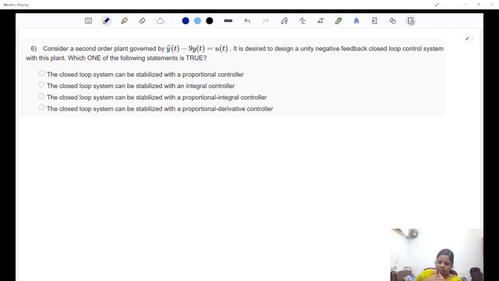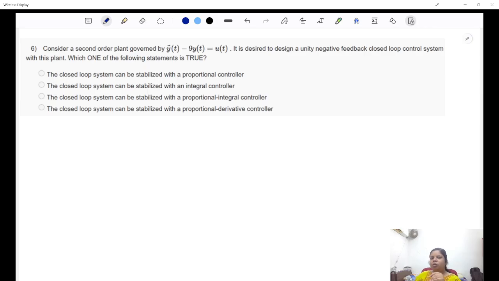So this question is related to controller. Again, we are back to controllers. So consider a second order plant governed by this equation. It is desired to design a unity negative feedback closed loop control system with this plant. Which one of the following statements is true? It can be stabilized with a proportional controller, integral, or PI or PD. So do you remember we had a similar question in the last class? The guys who had attended, the last question was like this only, where we found a transfer function for a differential equation and then we tried to stabilize it with the help of different controllers.